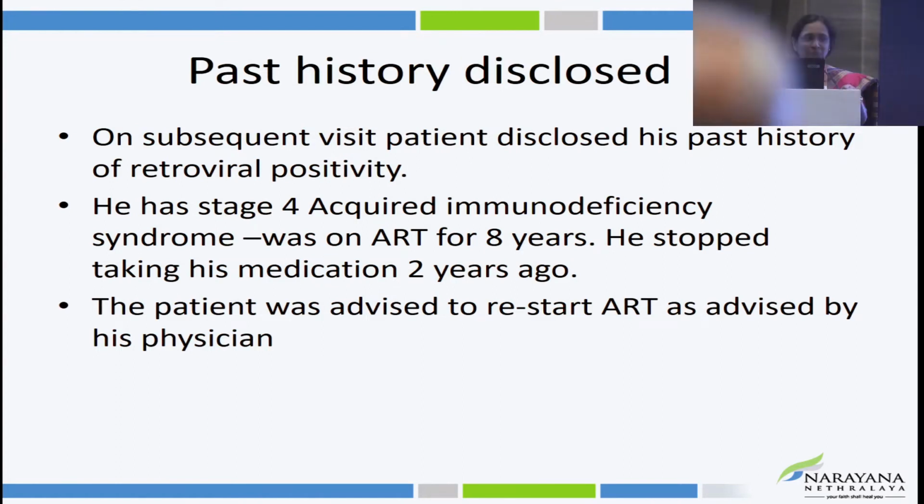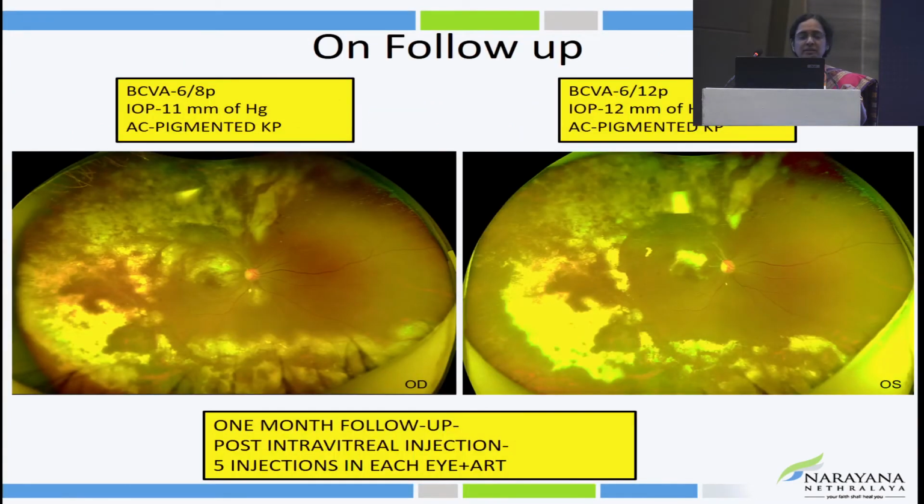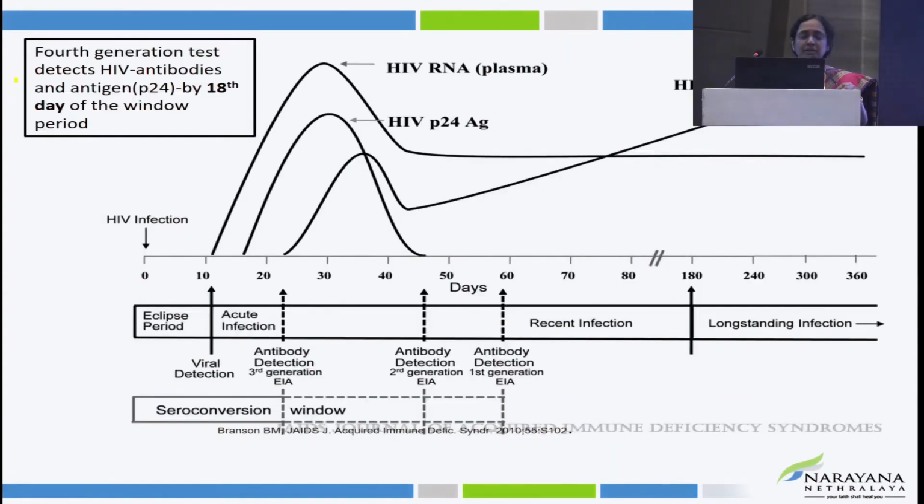Then again we probed. This time the patient disclosed the past history of retroviral positivity. Right now he's staged into stage 4 AIDS, an advanced stage. Because of that, his serological titer is negative, and he had taken ART for 8 years in the past. Now he stopped and is on Siddha treatment. We advised the patient to restart the anti-retroviral therapy. The patient received intravitreal ganciclovir, 5 injections so far, and we could see the resolving retinitis. Fortunately, we are able to maintain reasonably good vision so far.